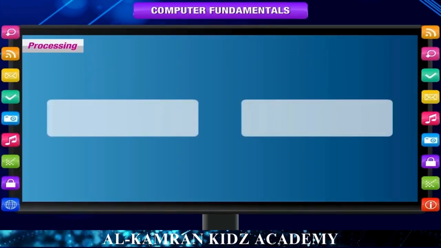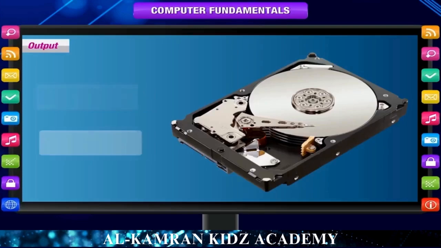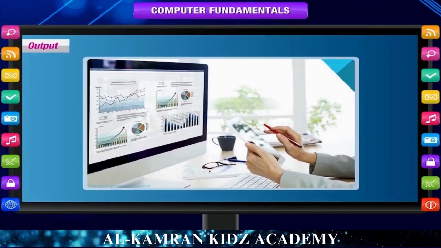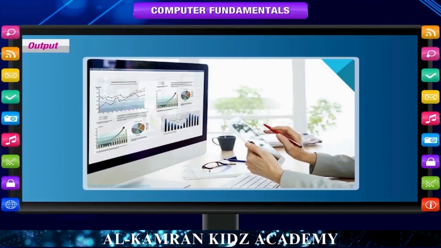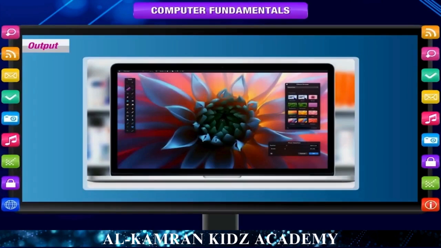Input and output are stored in the computer's memory and can be retrieved at any time. Output. We obtain the final result or meaningful information after processing the data, called output. Normally, it is displayed on the monitor.